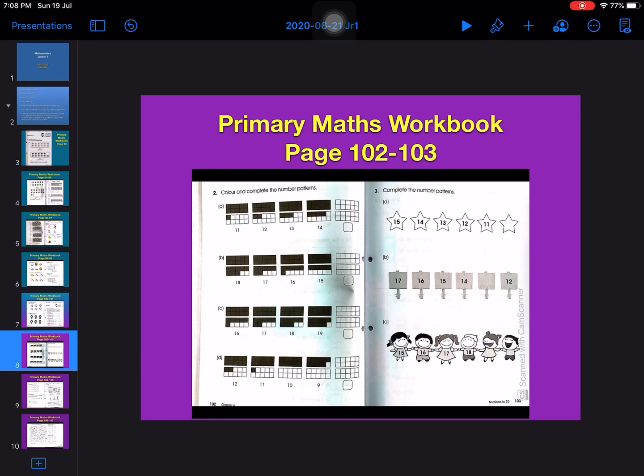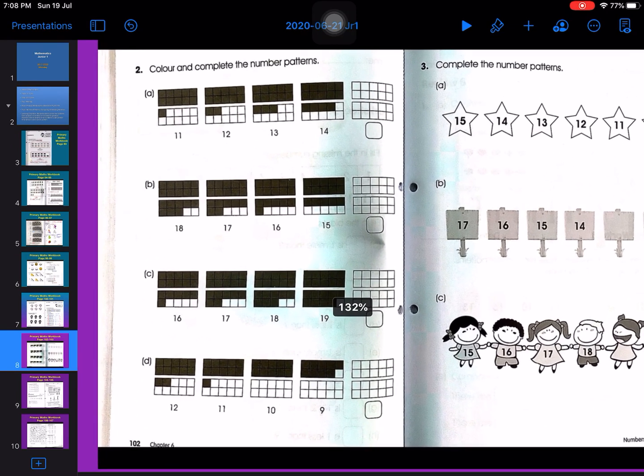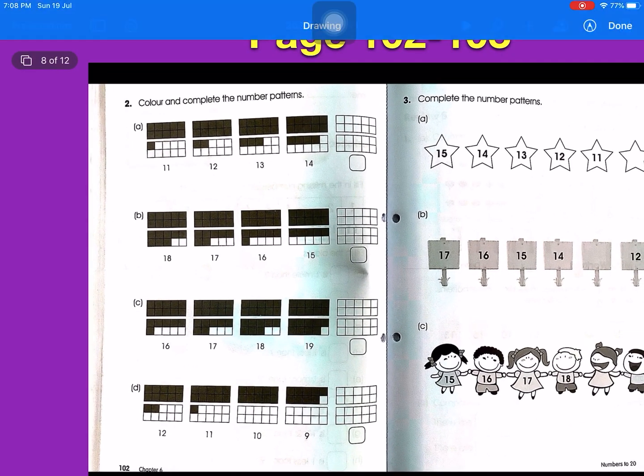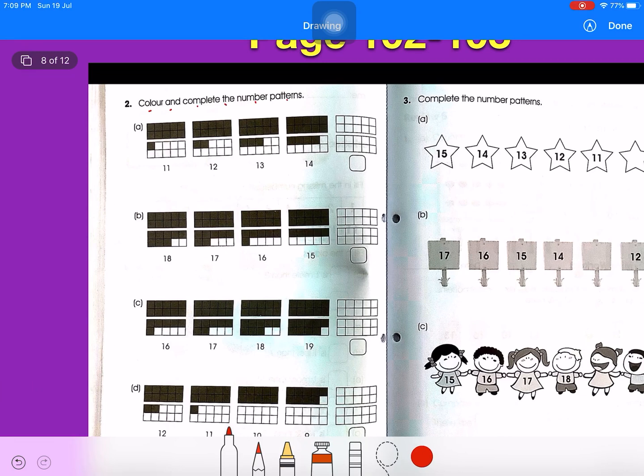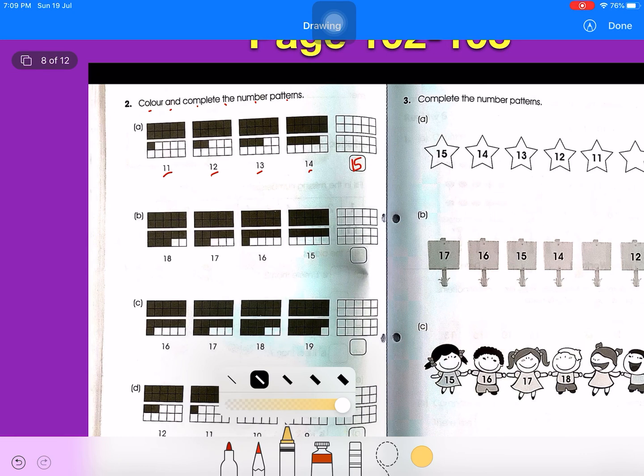Okay, let's move on. This is page 102. Same thing, number pattern. Color and complete the number patterns. So first we need to complete the number patterns and then color as well. Here 11, 12, 13, 14. So what comes next? Yes, 15. And then we need to color the boxes here to complete number 15. That means color 15 boxes. 1, 2, 3, 4, 5, 6, 7, 8, 9, 10, 11, 12, 13, 14, 15.